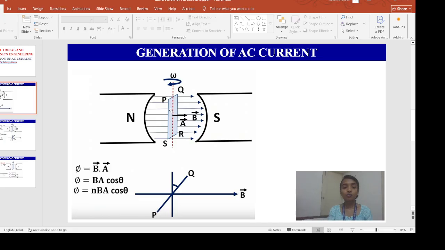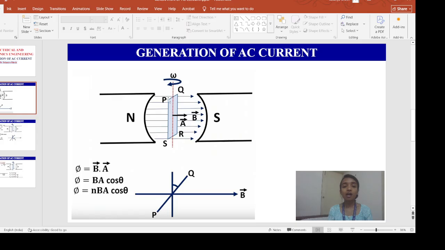Now the magnetic lines of force that are passing through this coil are known as magnetic flux. So we can represent this magnetic flux as phi, which is the dot product of vector B and vector A. So we can write it as BA cos theta. If there are N number of turns in the coil, then we can write it as NBA cos theta.